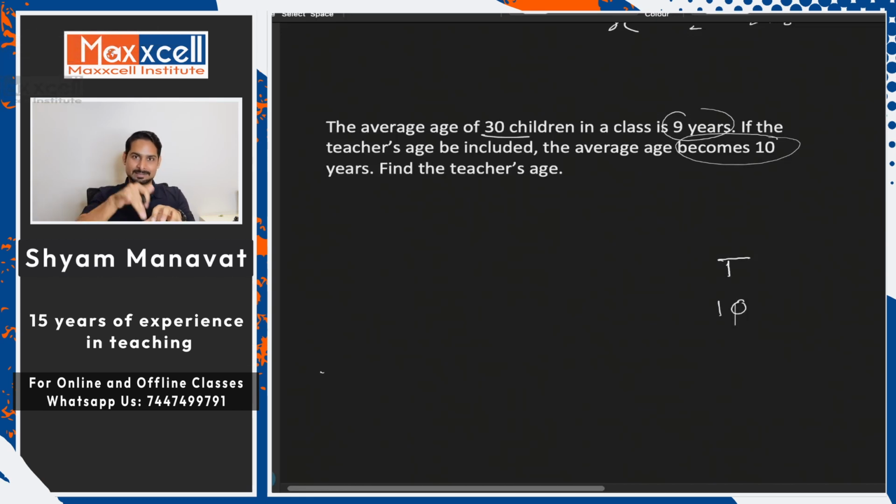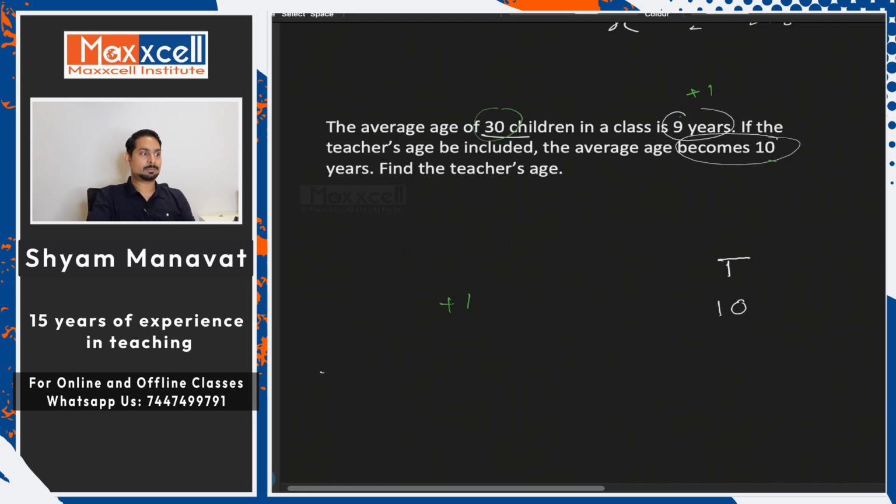including the teacher, because the teacher is also part of the group. 10. Had the teacher not distributed, what would be the teacher's age? Now see, the average was 9, now it is 10, plus 1. So the teacher has distributed plus 1 to all of them. How many of them? 30 of them.